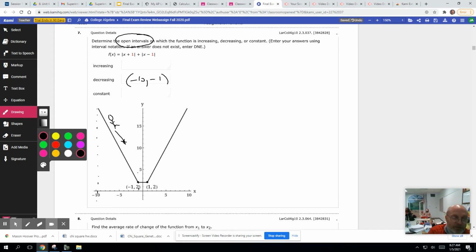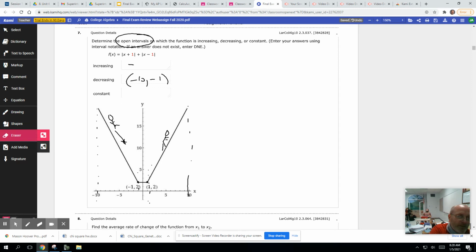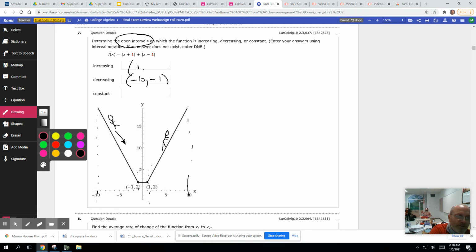So now, increasing: if Fred was going from left to right on the graph, and Fred was having to climb up the graph, then it's increasing. So it's increasing on here from -1 to, sorry, +1. That's where it's increasing. And if it's not increasing and not decreasing, it's just going straight across, makes a horizontal line, where Fred would just have to be walking across the graph. That's where it's constant. So it's constant from -1 to 1.